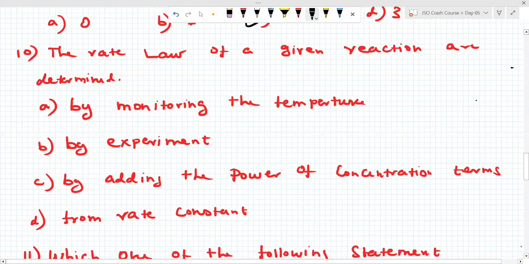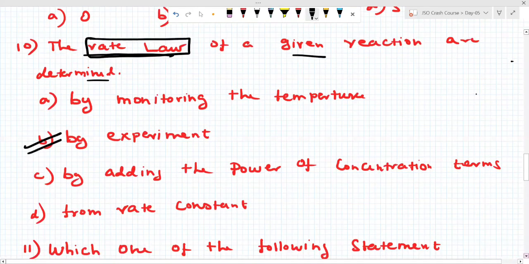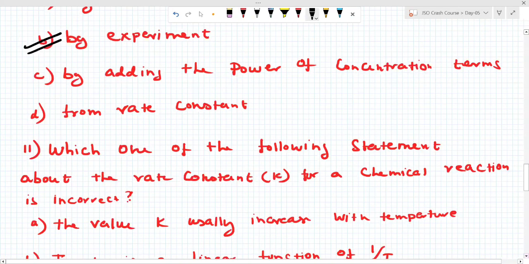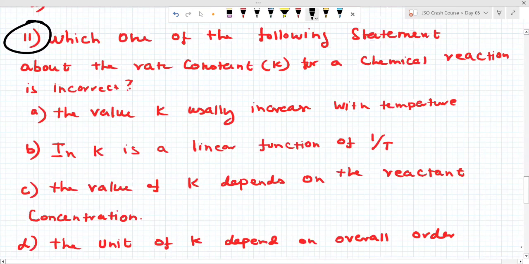This is very simple. The rate law of the given reaction is determined by. But rate law depends upon what? There is order, experimental quantity. Okay, very direct question. Okay, now question number 11 நீங்க ட்ரை பண்ணுங்க. Which of the following statements about the rate constant of a chemical reaction is incorrect? Okay, incorrect கேட்டிருக்கான், you just try.